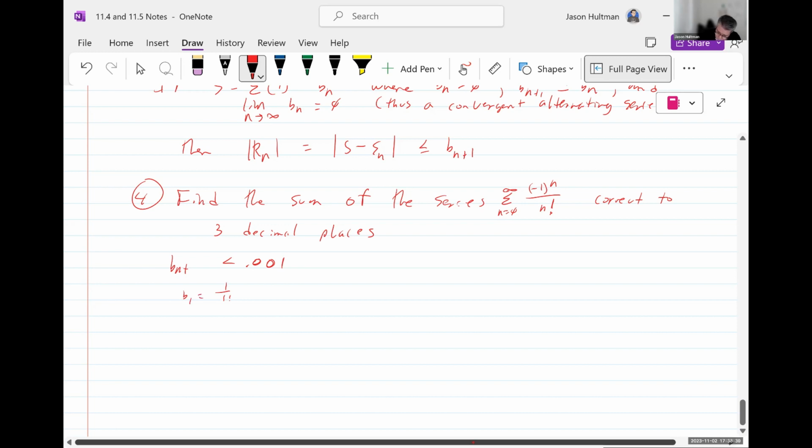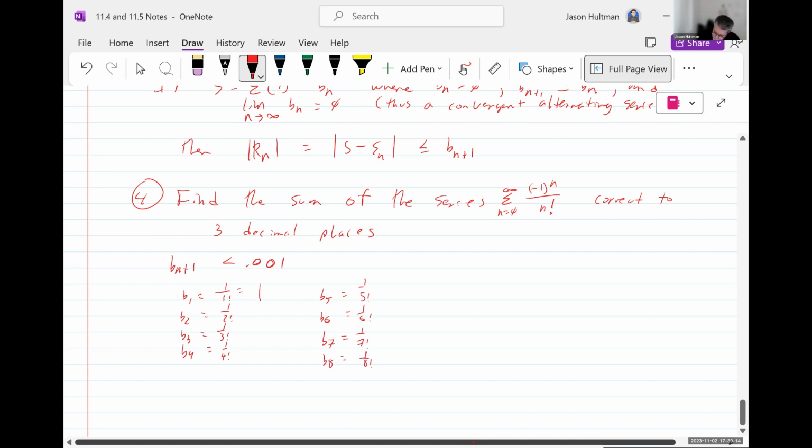b1 is 1 over 1 factorial. b2 is 1 over 2 factorial. b3 is 1 over 3 factorial. b4 is 1 over 4 factorial. Okay, b5 is 1 over 5 factorial. b6 is 1 over 6 factorial. And b7 is 1 over 7 factorial. Okay, and b8 is 1 over 8 factorial.